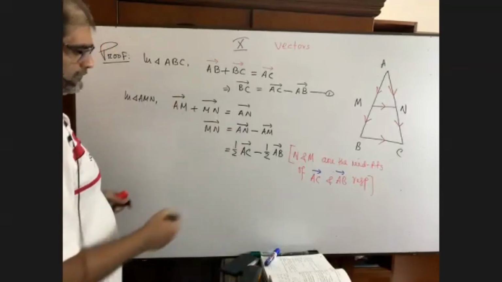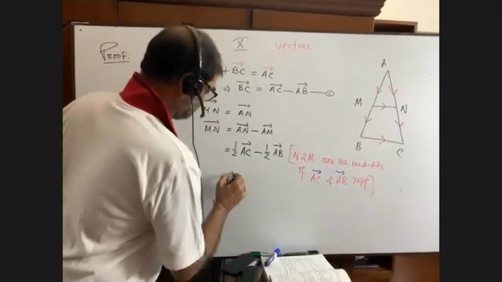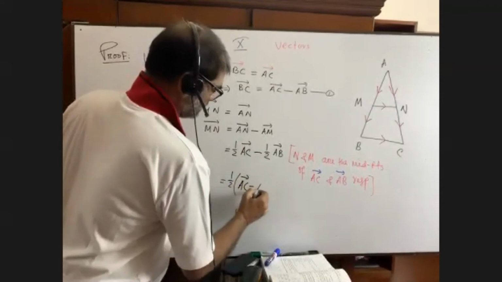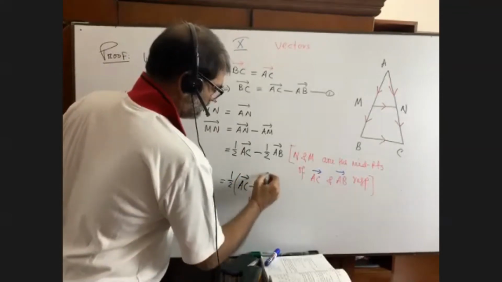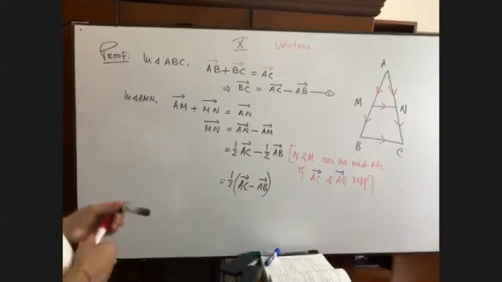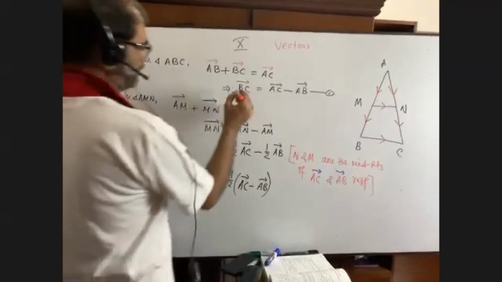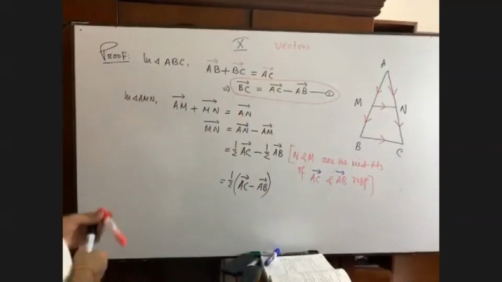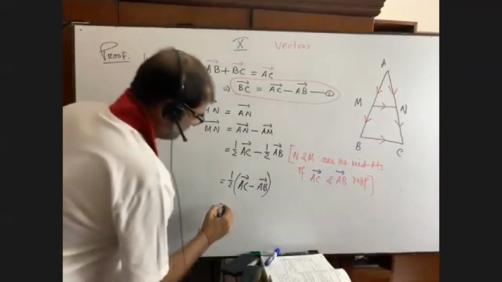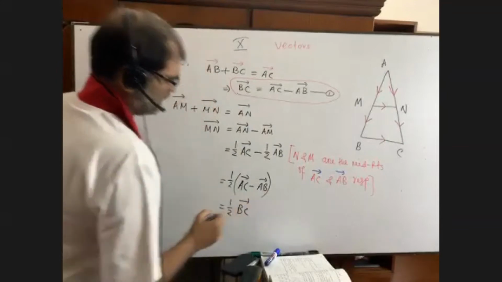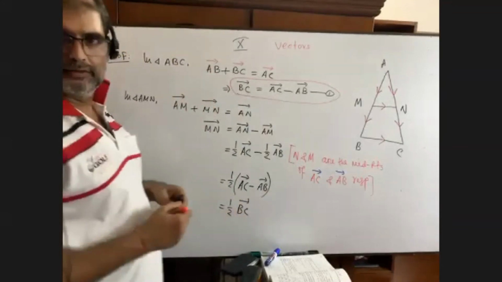Anyway, we can take half common. That is AC minus AB. Now, can you please go to equation number 1? What is written here? AC minus AB equals to what? BC. Let me know. So write down BC. So we are done, you see. Very easy and simple.